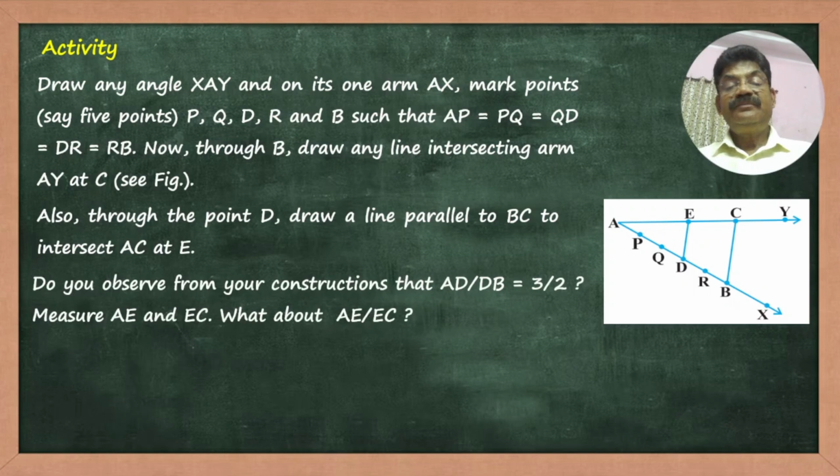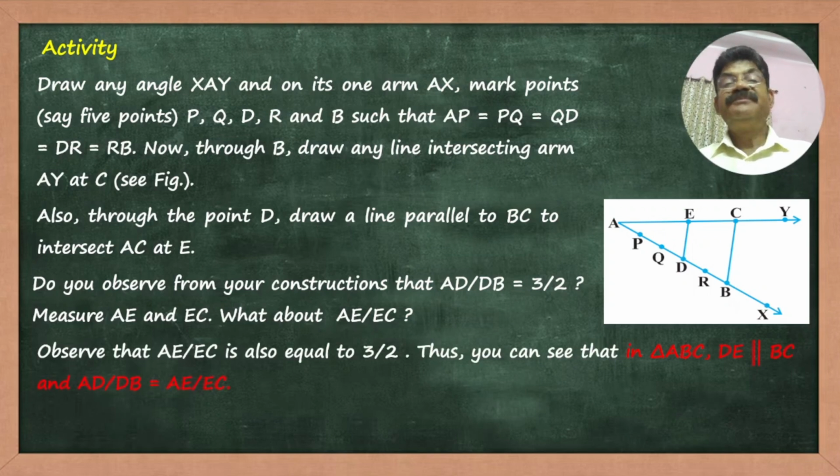Now, what is AD by DB? AD is 3 units, DB is 2 units. Therefore, obviously, AD by DB is equal to 3 by 2. Measure AE and EC. What can you say about AE divided by EC? You might have guessed correctly. AE by EC is also equal to 3 by 2. So that is the property of triangles. Thus, you can see that in triangle ABC, DE is parallel to BC and AD divided by DB is equal to AE divided by EC.